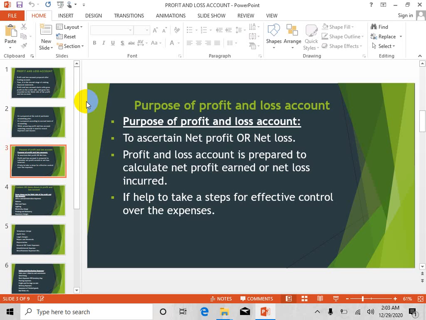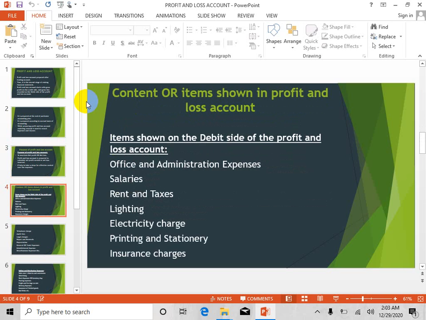The fourth slide contains the items shown in the profit and loss account. What are those items that we record in the profit and loss account? There are some items that we record in it. Here are the items shown on the debit side of the profit and loss account.